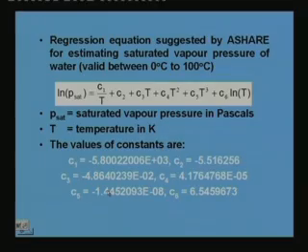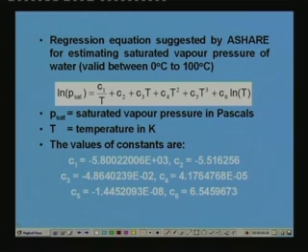This equation is like this: ln Psat is equal to C1 by T plus C2 plus C3 T plus C4 T square plus C5 T cube plus C6 natural log of T, where Psat is saturated vapor pressure in pascals. It is very important to note the units, because you must use the same units to get the same values, otherwise it will give wrong results. And T is the temperature, and it is in degrees Kelvin.